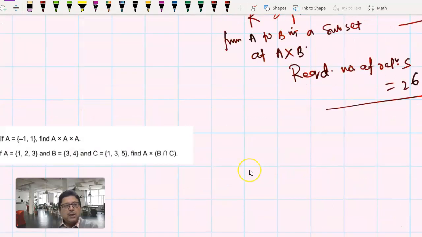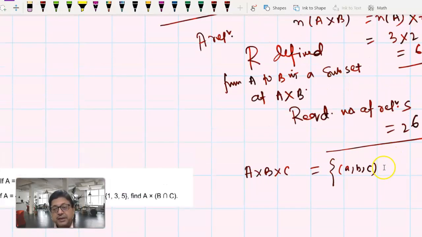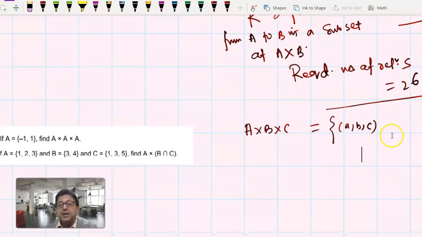Alright. Now how to solve this problem where A is given and you are supposed to find A cross A cross C. Okay. By definition you can write A cross B cross C, Cartesian product of three sets, in terms of ordered triplet. It was ordered pair, but here it is ordered triplet, A, B, C. Where does A come from? A comes from set A, B from set B, C from set C. Isn't it? A cross B cross C.